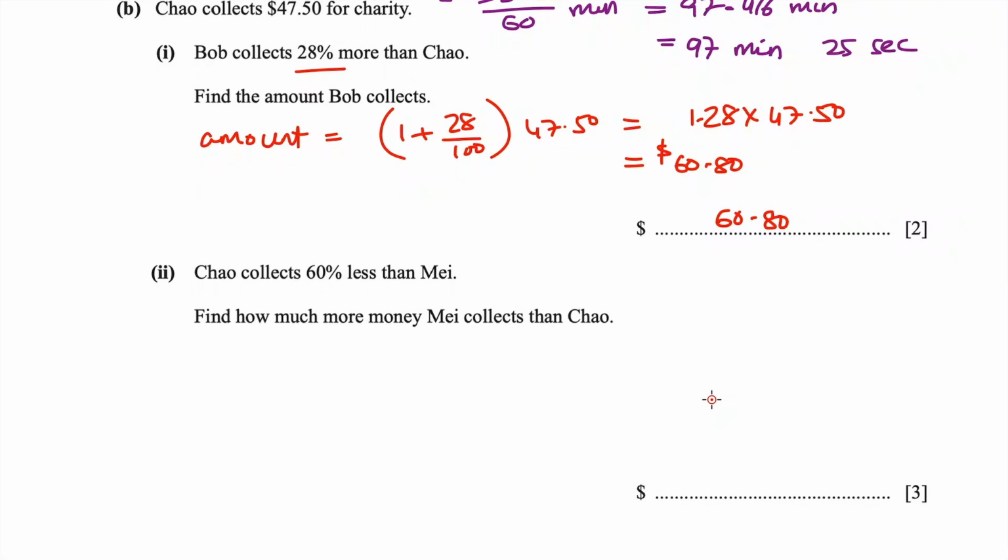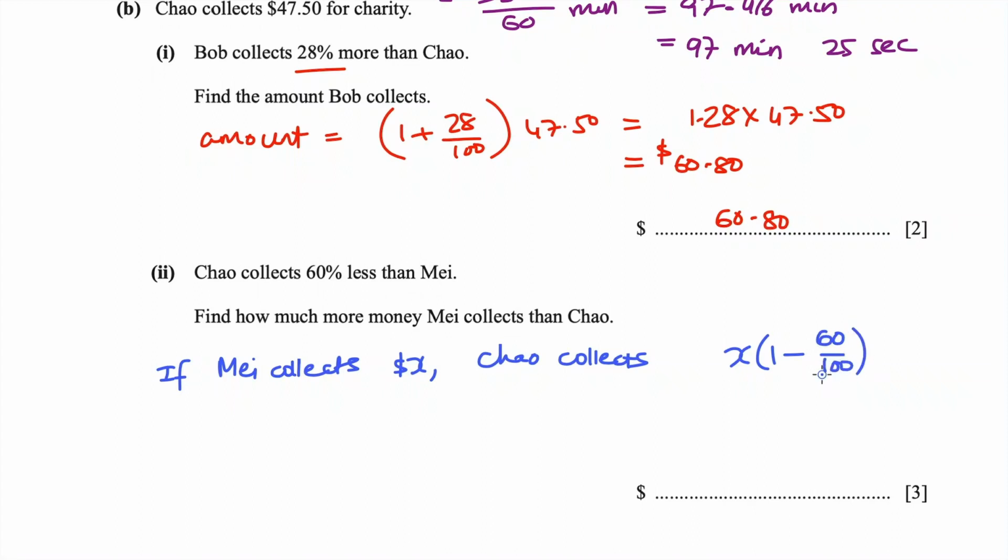Okay, now let us go to the next part. In this part, Chow collects 60% less than May. So if May collects X dollars, then Chow will collect 60% less. So X into (1 minus 60 by 100). Right? And this is the amount that Chow will collect, which is equal to 0.4 into X, which is X into 40 by 100, 0.4X.